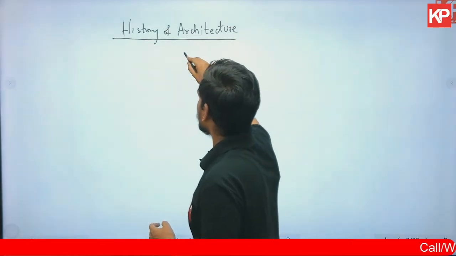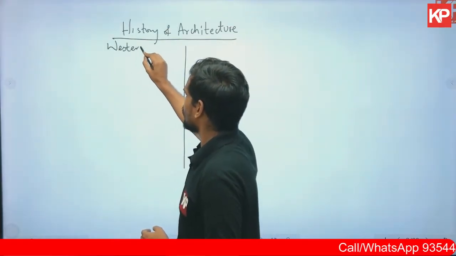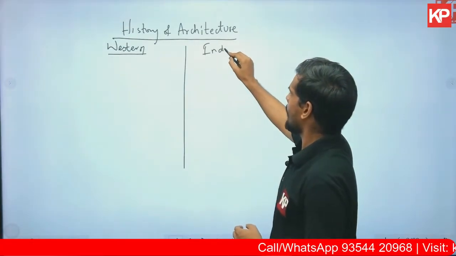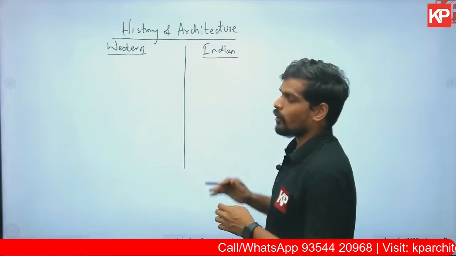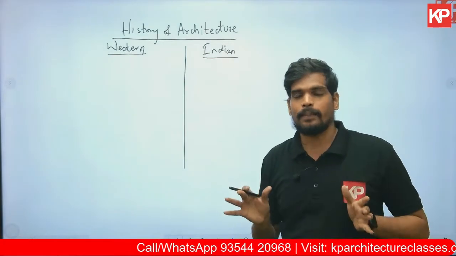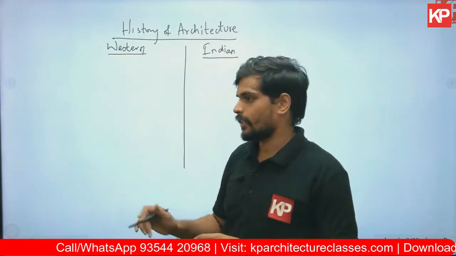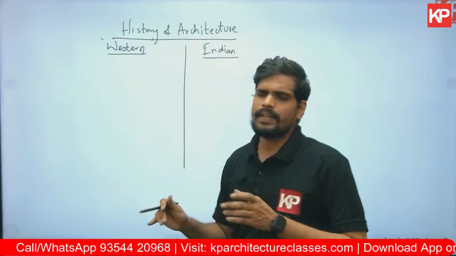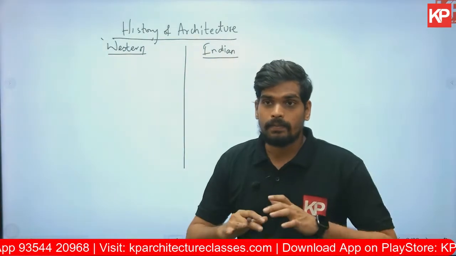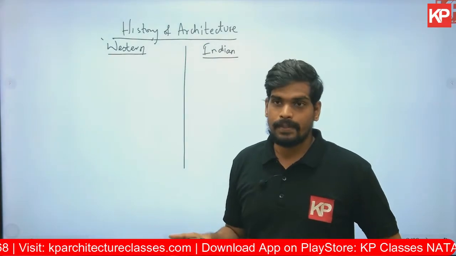There are two parts for history of architecture: Western and Indian. These boundaries are not 100% rigid, but just to give you an overview, just to get a better understanding of the structure which we are following for history of architecture. Western civilizations are basically anything west of the Indian subcontinent, and in the Indian history of architecture we will focus on the historic structures of the Indian subcontinent specifically.